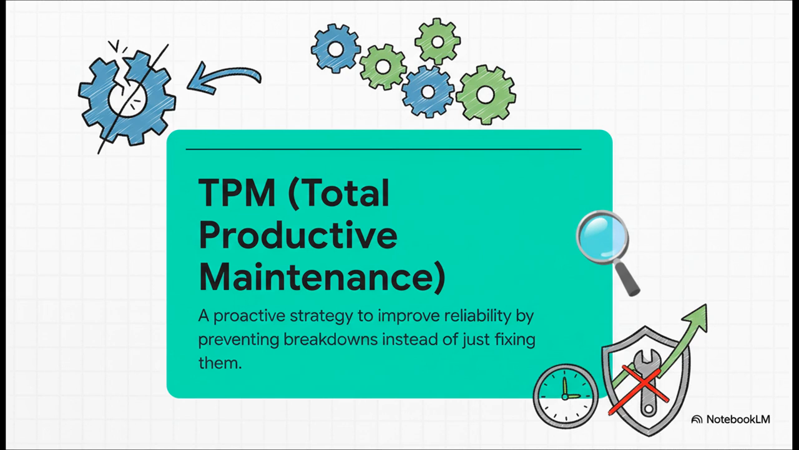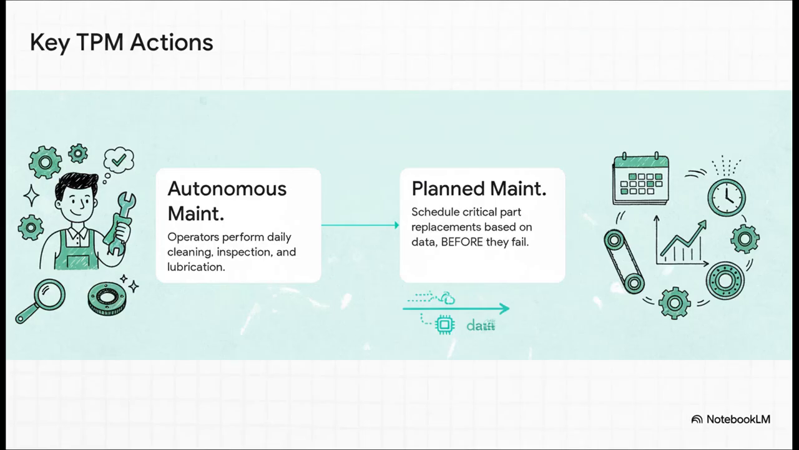Now what about those 45 minutes of breakdowns? For that, we turn to TPM, or Total Productive Maintenance. And this one is a big deal. It's not just a new checklist, it's a completely different mindset. It's about shifting from a "we fix it when it breaks" culture to a "let's make sure it never breaks" culture. So how do you do that? Well, a huge part of it is empowering the people who know the machines best, the operators.